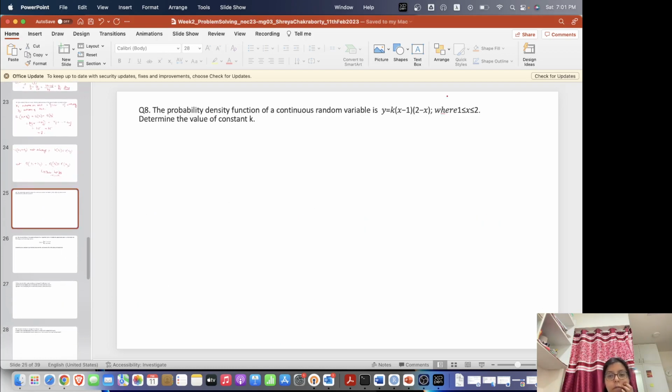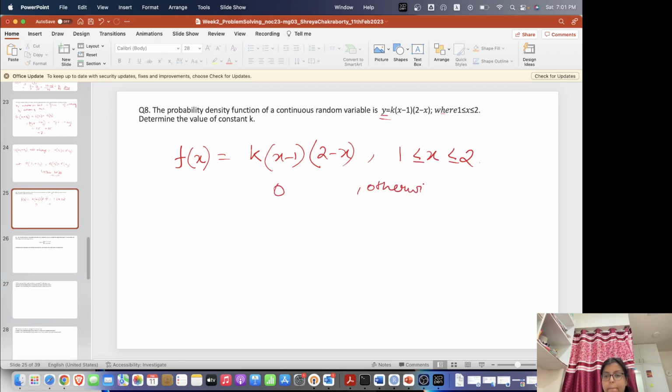Okay, moving on. Here we have another thing. Here we have been given a probability density function fx, which is denoted by y here, equal to k times (x minus 1) into (2 minus x), where 1 is less than or equal to x less than or equal to 2, and if nothing is mentioned it means 0 otherwise. So we have to determine the value of constant k.